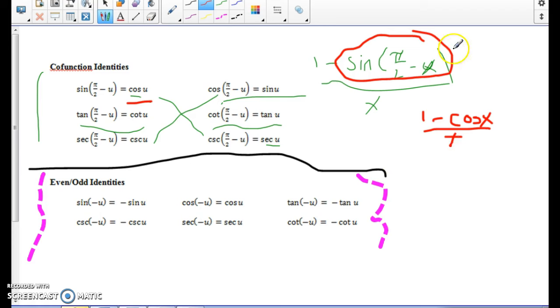So, see what I just did there? That's called simplifying. That's where we're going to head to next. That is the end of this lesson on the introduction.